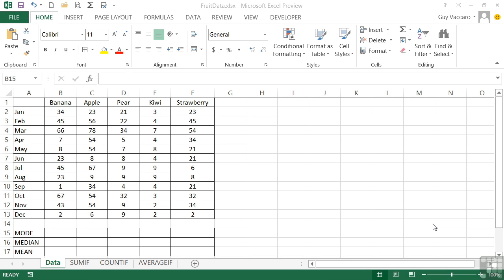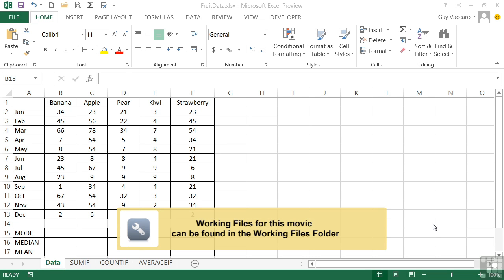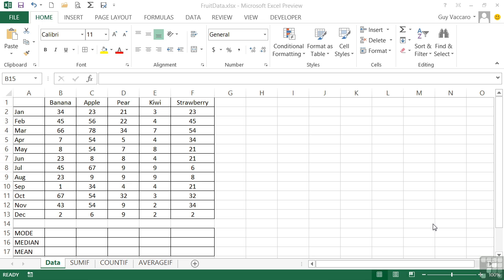Anybody remembering their school days will remember that for average, there are actually 3 different commands. Those 3 commands can all be achieved in Excel by use of 3 different functions, obviously. The 3 commands, as we know them in mathematical terms, are mode, median, and mean.